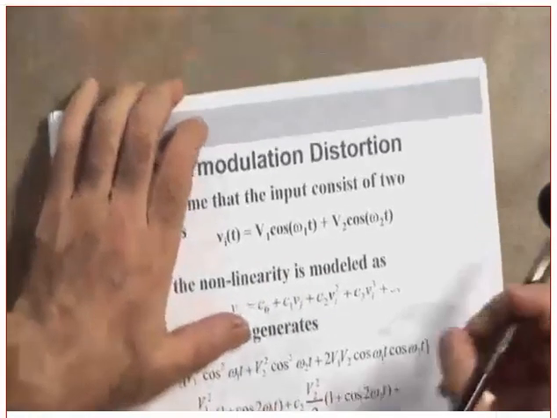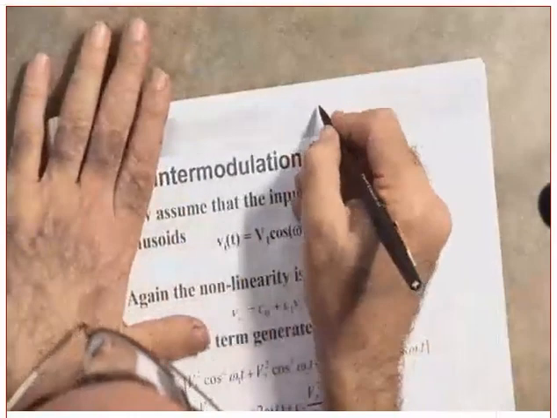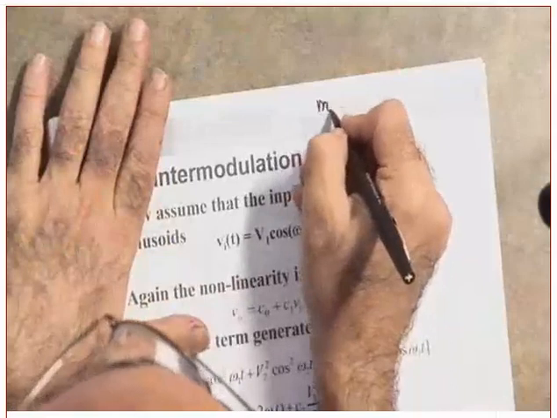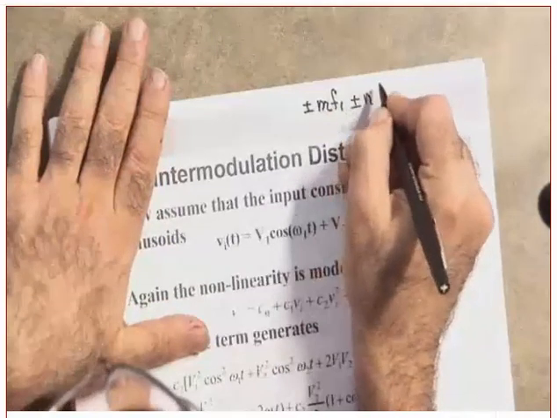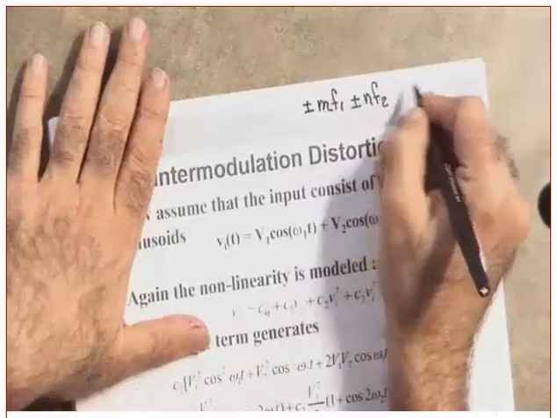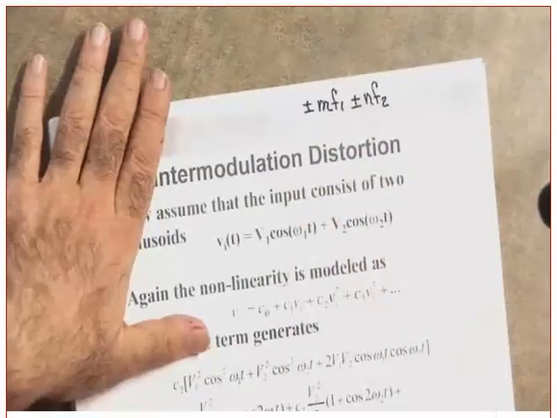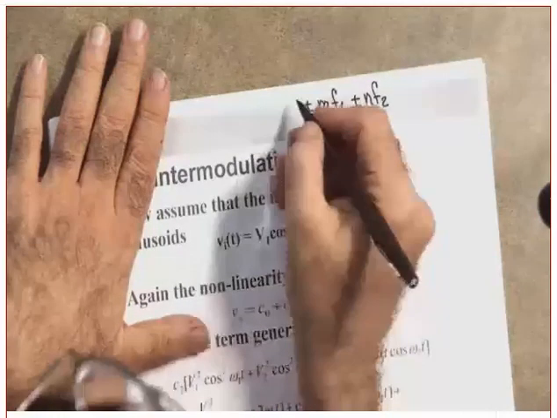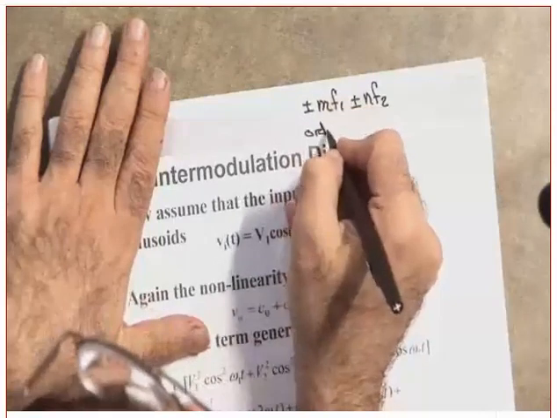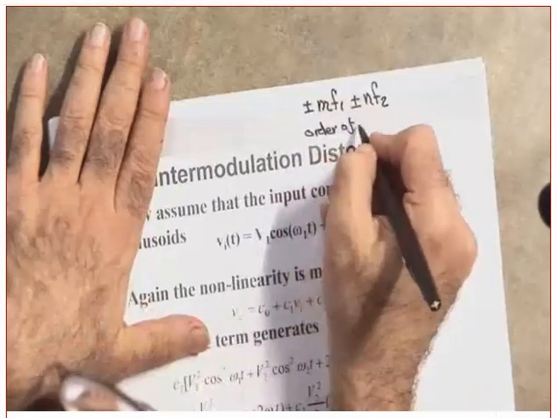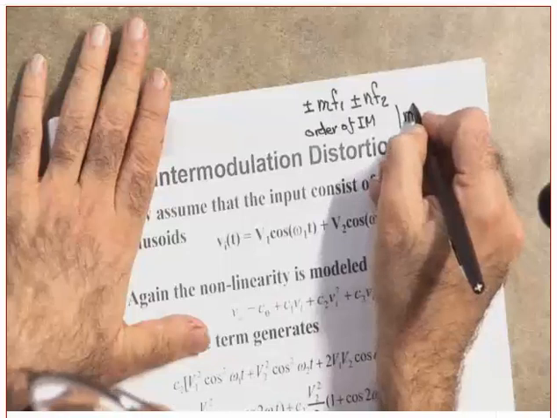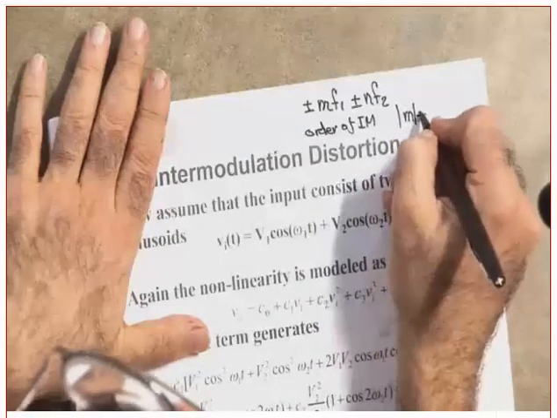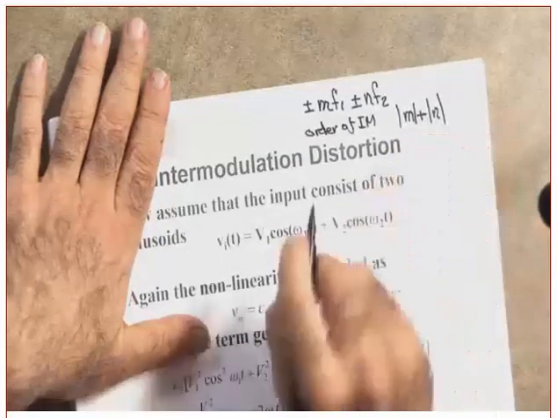Now keep in mind, the intermodulation distortion is M F1 plus or minus N F2 plus or minus K F3, and so on and so forth. Clear? And remember one more time, how do you write the order of the IM? The order of the IM is the absolute value of M plus the absolute value of N.